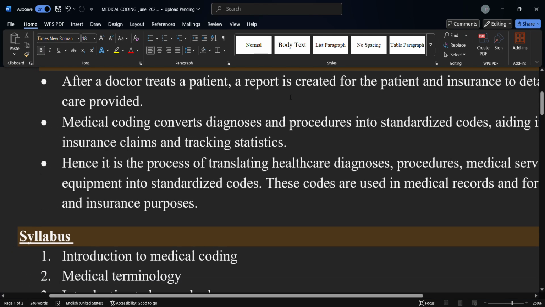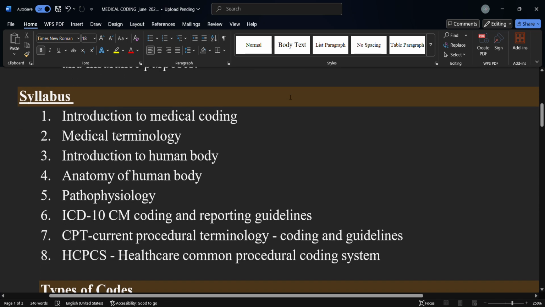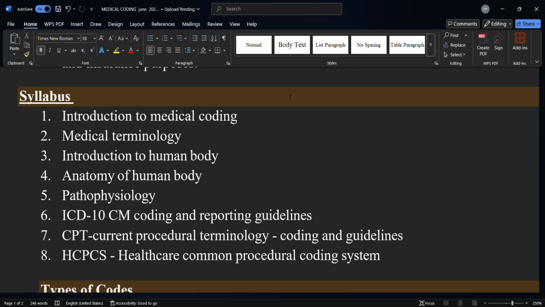And what about the syllabus? What is the qualification and what is the syllabus? In our medical coding syllabus, the basic thing is introduction to medical coding and medical terminology. Medical terminology is very important in medical coding because students must have the ability to understand each and every medical term related to the medical field. So to enhance their knowledge, medical terminology is very important in this sector. And human body introduction.